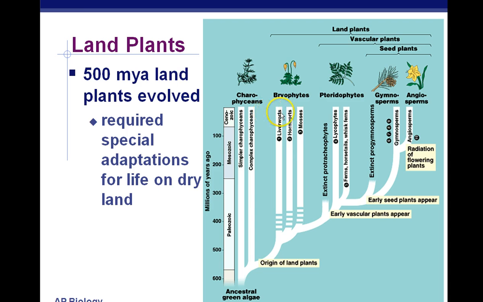Now, bryophytes include things like liverworts, hornworts, and mosses. They are very close to the ground, and there's a good reason for that. They lack tubes for transport, and as a result of lacking tubes for transport, they are fairly short.